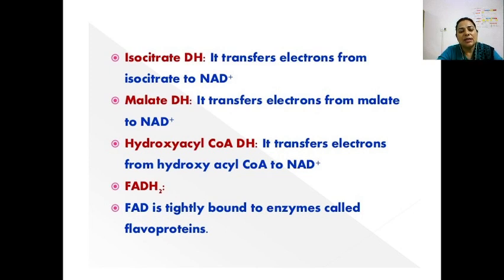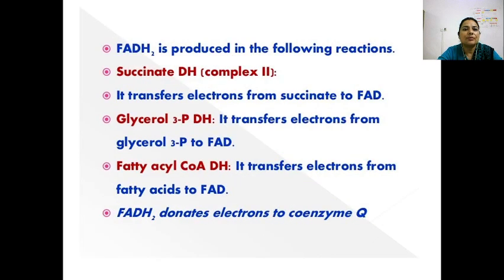FADH2: FAD is tightly bound to enzymes called flavoproteins. FADH2 is produced in the following reactions: succinate dehydrogenase, complex 2, transfers electrons from succinate to FAD. Glycerol 3-phosphate dehydrogenase transfers electrons from glycerol 3-phosphate to FAD. Fatty acyl CoA dehydrogenase transfers electrons from fatty acids to FAD. FADH2 donates its electrons to coenzyme Q.